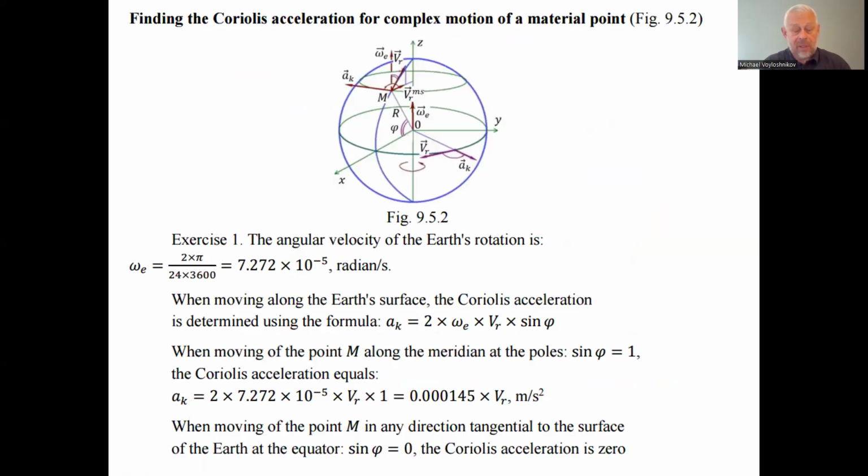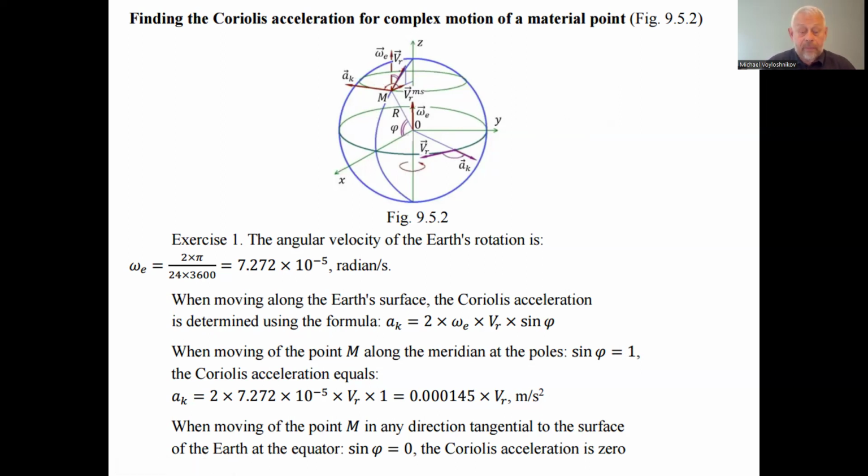So, as an example, let's consider an exercise. Suppose a definite material point moves over the surface of the globe, with a Cartesian coordinate system x, y, z. It can move in different directions: around the equator with a definite relative velocity, or along a meridian with a definite relative velocity as well. The moving coordinate system is associated with a definite point on the surface of the Earth.